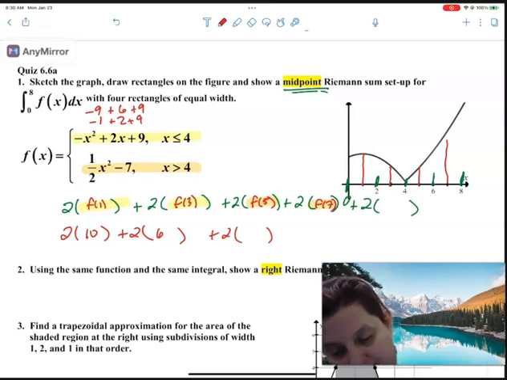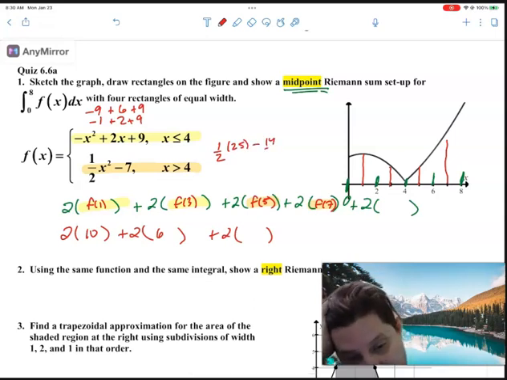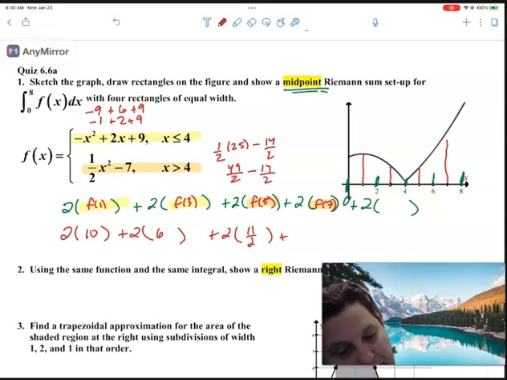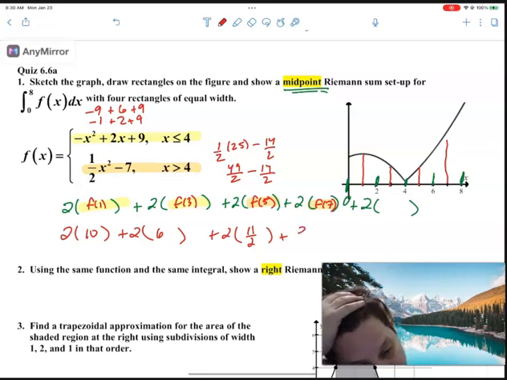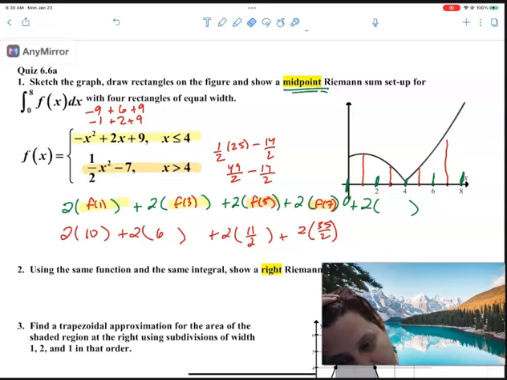If I plug in 5, that's going to be ugly, 1/2 of 5 squared minus 7. If that's 25 over 2, I'm going to use 14 over 2, so it's 11 over 2. When I plug in 7, 7 squared is 49, so 49 over 2 minus 14 over 2, just to get a common denominator. That's 35 over 2. 1, 3, 5, 7, 4 rectangles. I put too many. Okay, there we go.